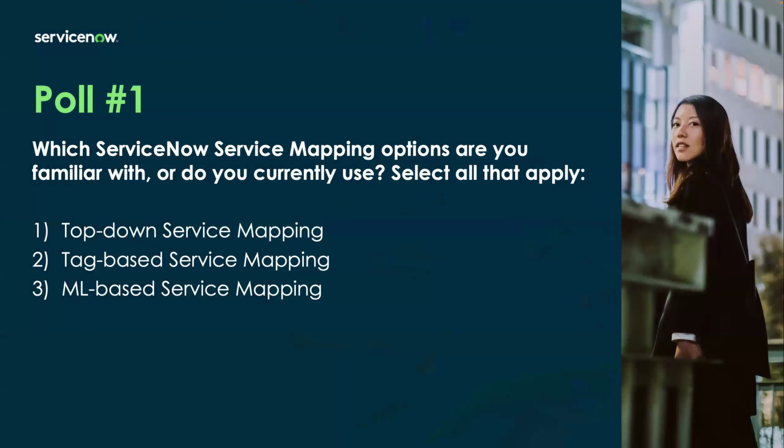Now, I want to ask you a question, first of all, because we just mentioned it's really important, if you want to drive outcomes, to have a business-aware CMDB, or application service awareness, I would say. In order to achieve that, you need service mapping. But I want to know more from you: which of these methods are you familiar with? Are you more familiar with the top-down service mapping, or with the tag-based service mapping, or otherwise with the latest and greatest ML-based service mapping?